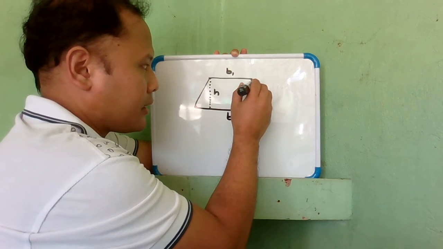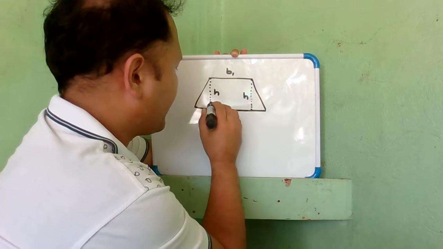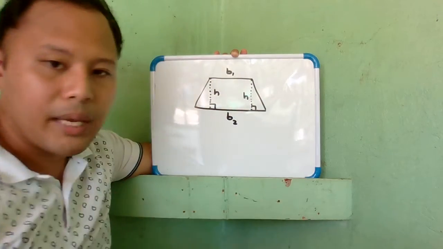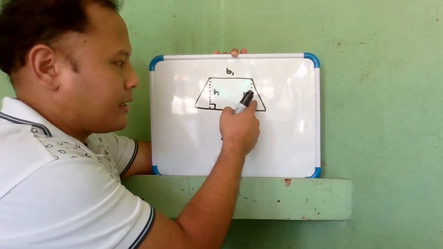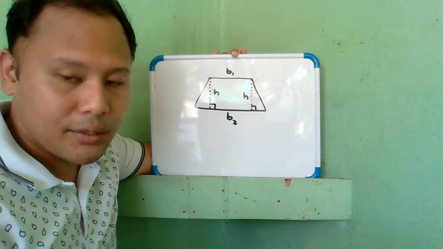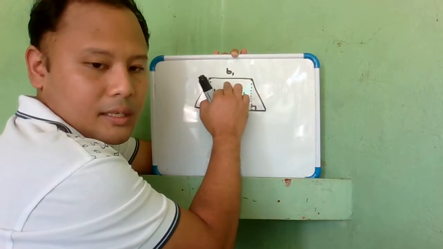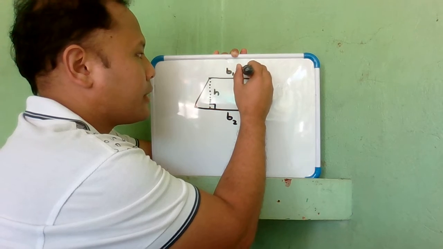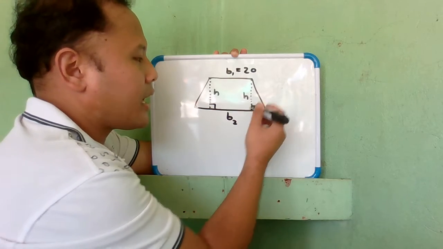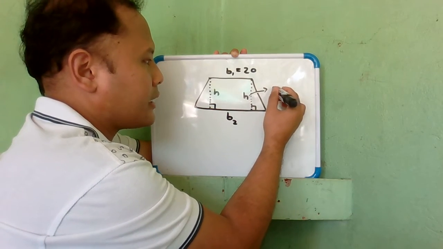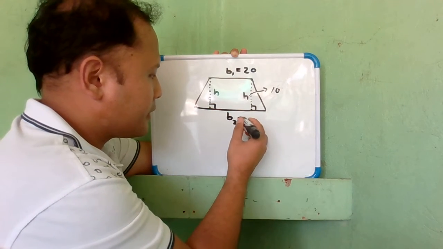Or you can even choose this one, the height. And remember, height is always perpendicular to the bottom base. So, they have the same measure. Okay, suppose that our base sub 1, the measure of this top base, is 20. And suppose the measure of the height is, let us say, 10. And the measure of this bottom base is 30.